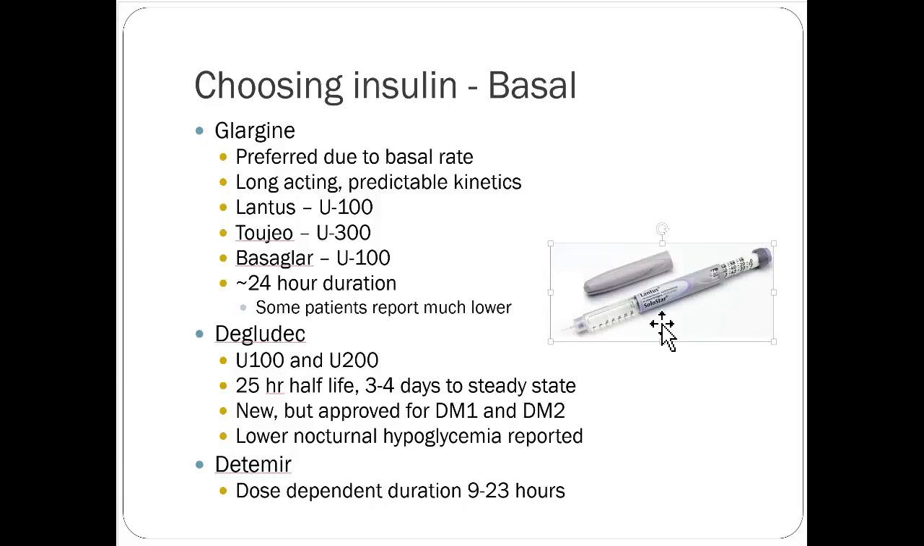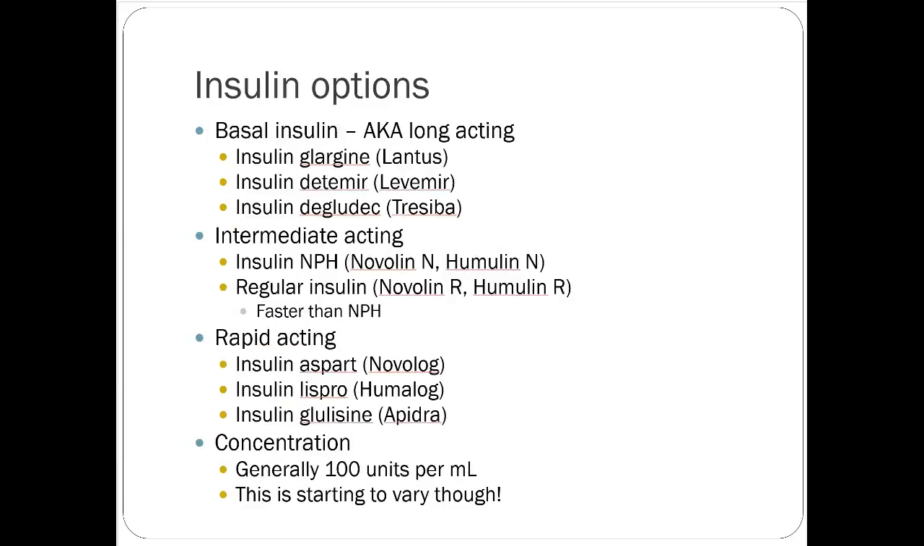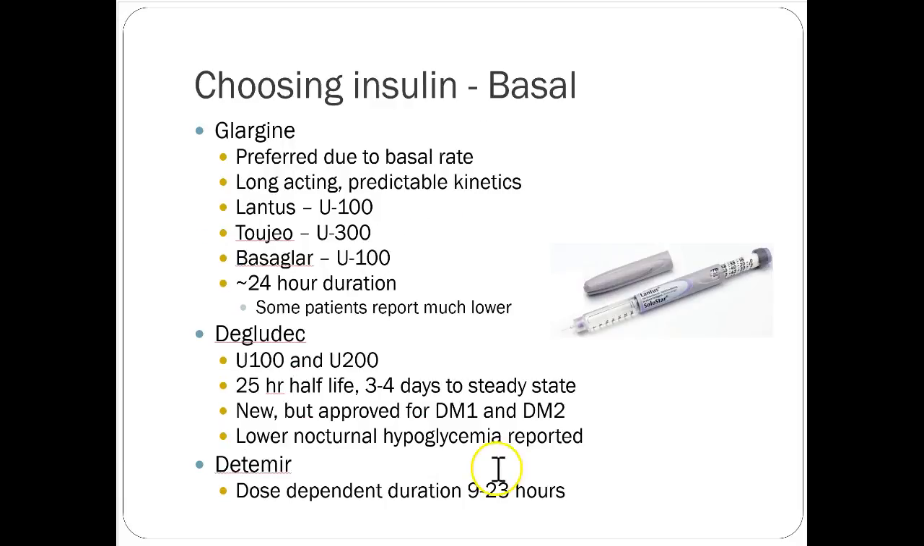Degludec is a new product, and I think I put the brand name on the other slide. Did I put it back here? Yeah, here it is. Tresiba. So Tresiba, or Degludec, comes as a U100 and U200. It's brand new, like it just hit the market within the last year. It's got a 25-hour half-life.